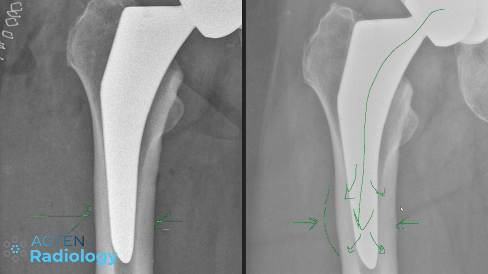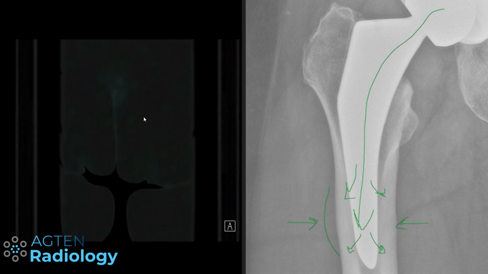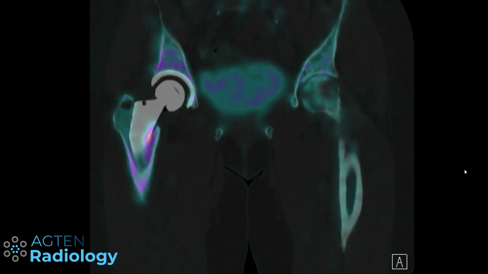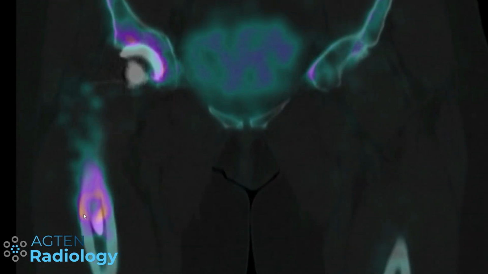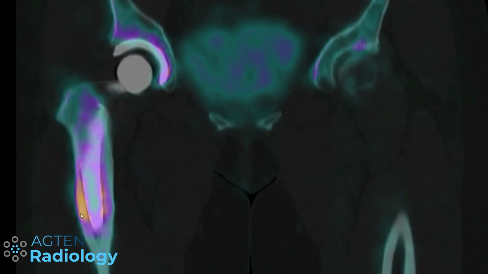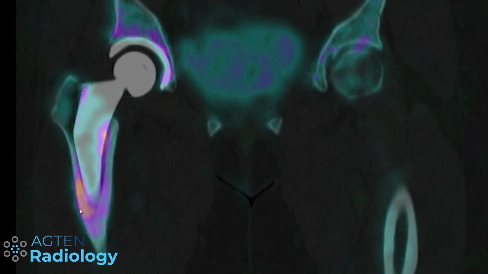So this is a very subtle thing, and to emphasize that it's actually true, I can also show you here the SPECT CT, which was done in addition to the MRI. And you can also see here that there is increased uptake at this location, where we see the bulging of the cortical bone more on the lateral side than on the medial side.